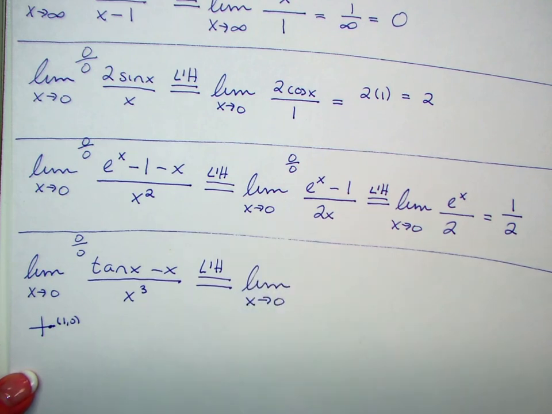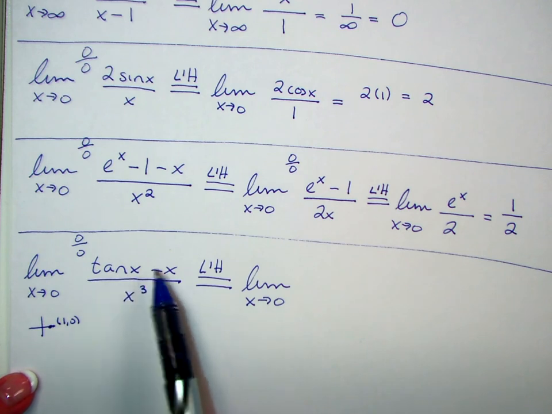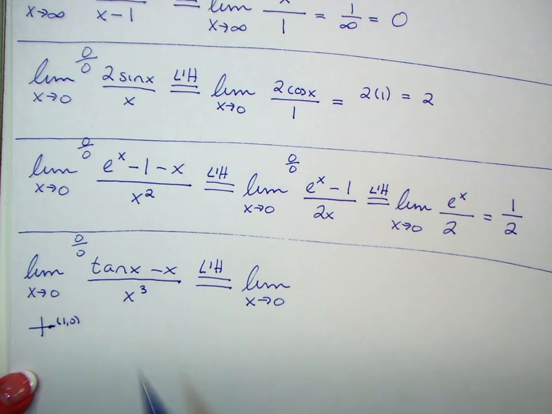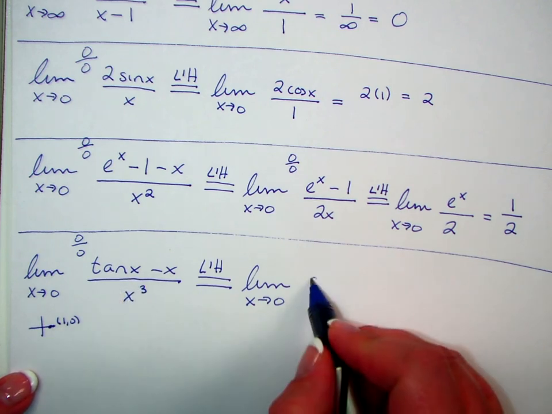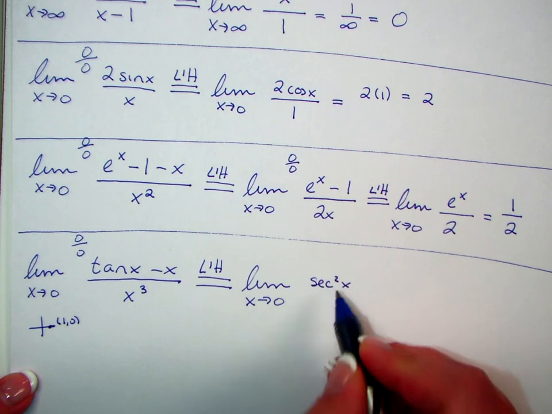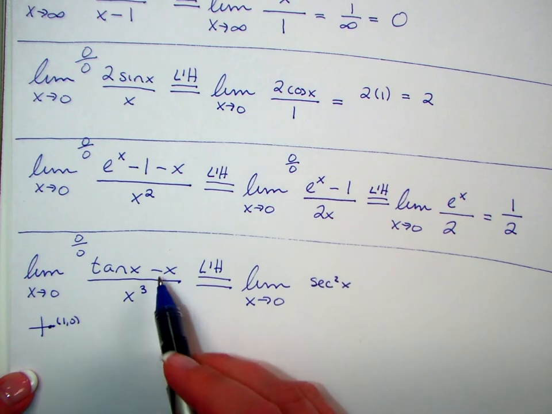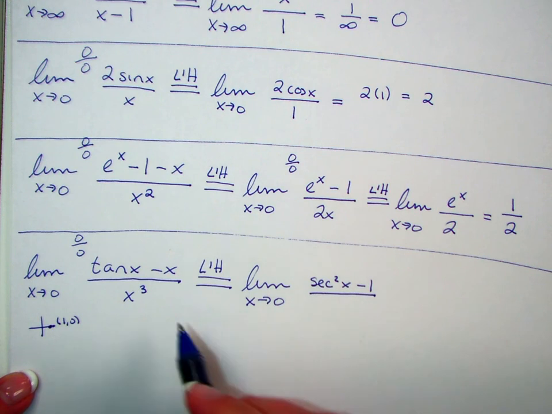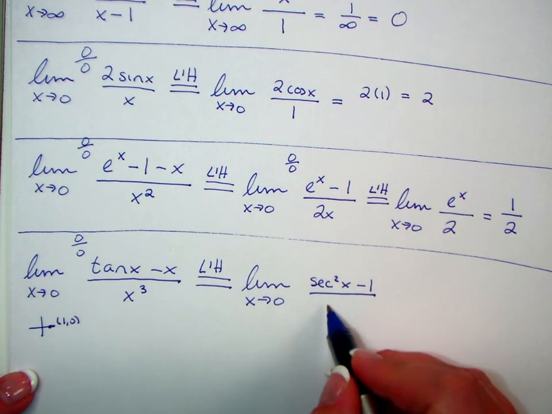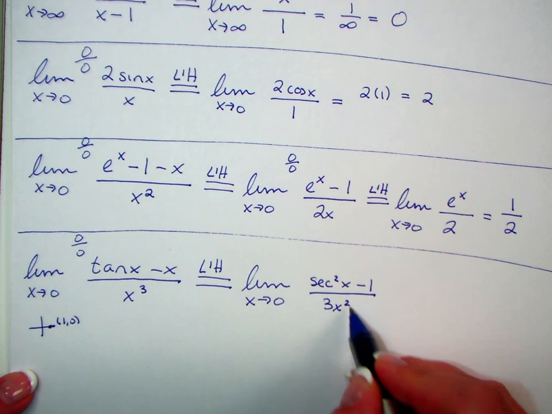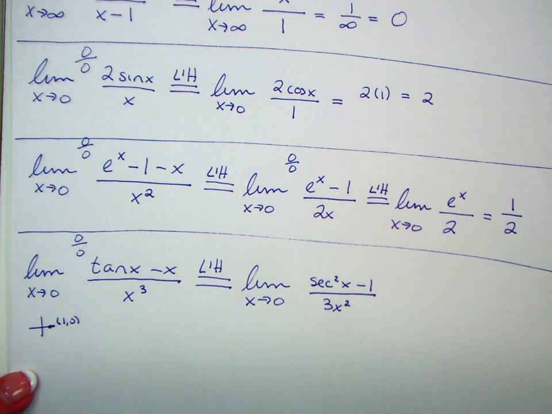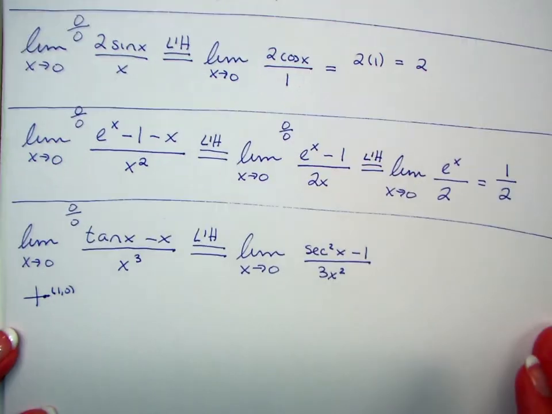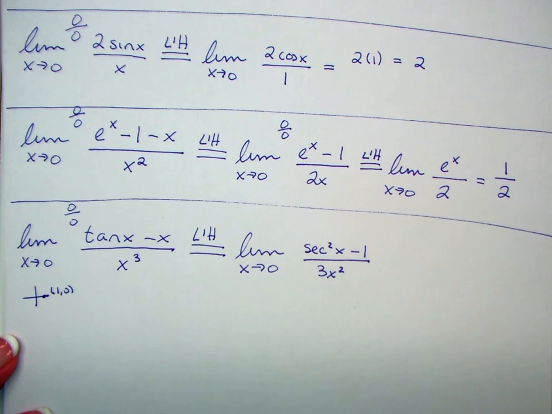And take the limit as x approaches 0 of the derivative of the top. So the derivative of tan x is secant squared. The derivative of minus x is minus 1. And then the derivative of the bottom is 3x squared. Right? So did this help? Did it clear out our indeterminate form?